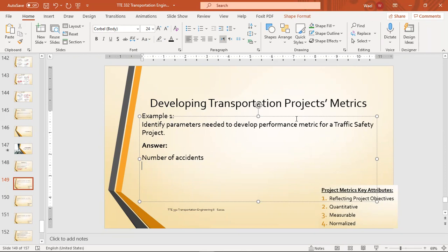Okay. So number of accidents. What else can we use? Actually, number of accidents has very wide coverage of all accidents. As I mentioned, it covers severe accidents that might result in fatalities or bodily injuries, and also very light accidents like fender benders, for example.